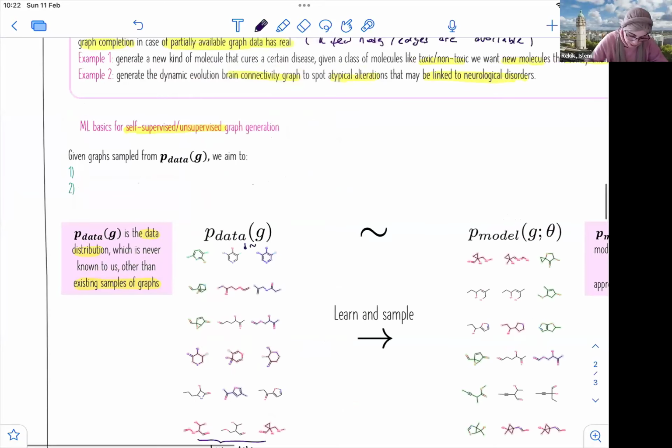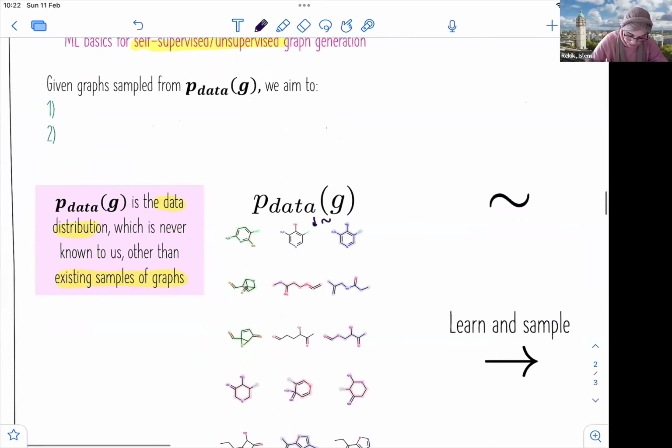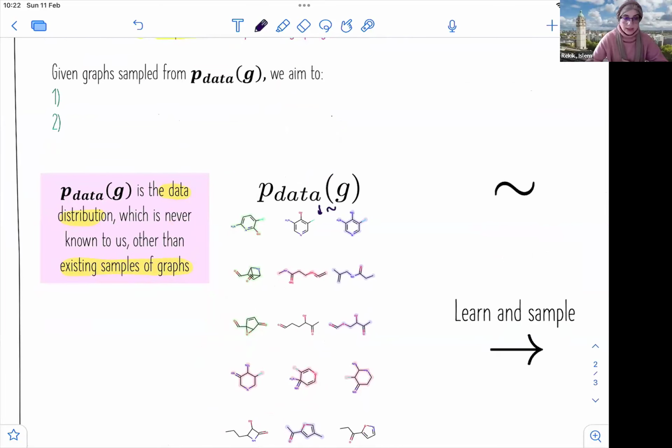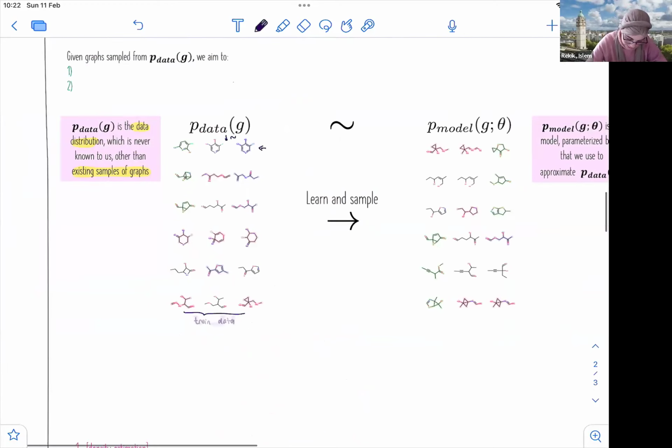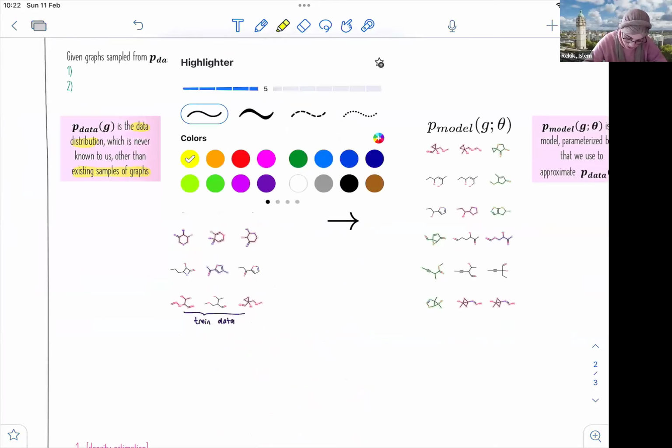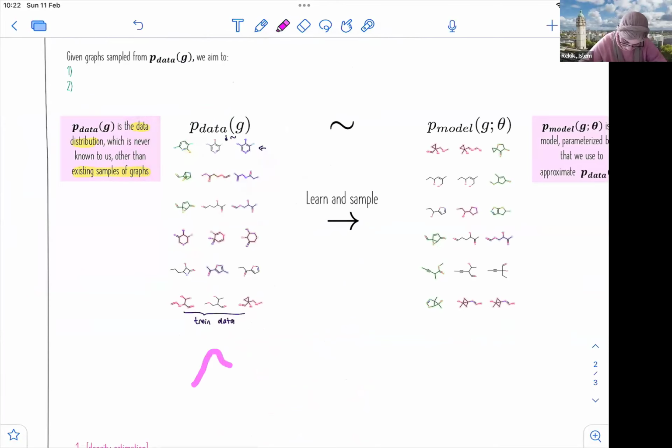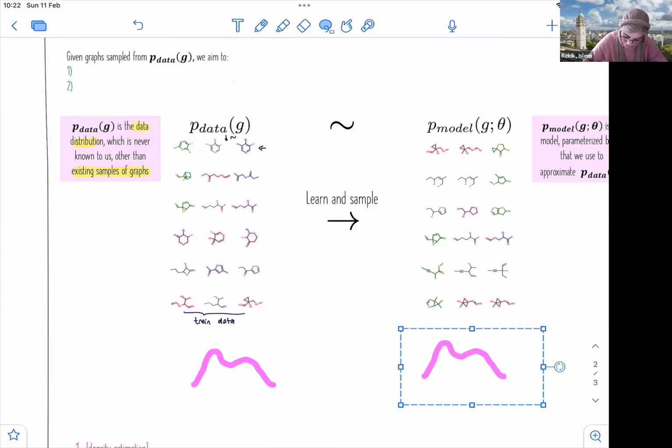Now, the goal here, given graphs sampled from P data of G. So G is the graph that we want to sample. So we sample different graphs. And these are the sampled graphs from the distribution. So let's say, for example, this is the distribution of P data, okay? So this is the distribution. And what we want to do, okay, I'm going to just copy paste it here.